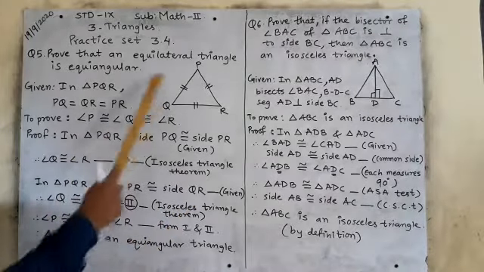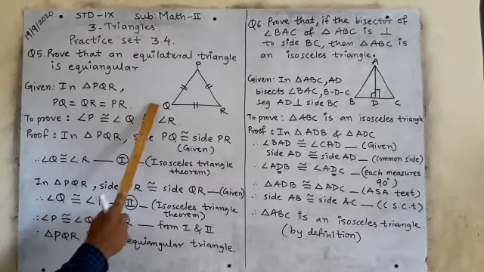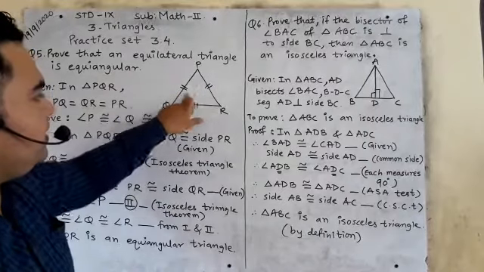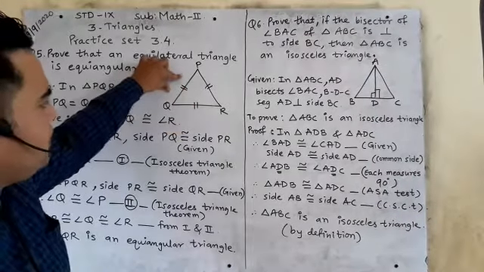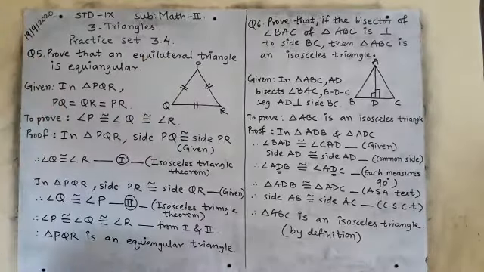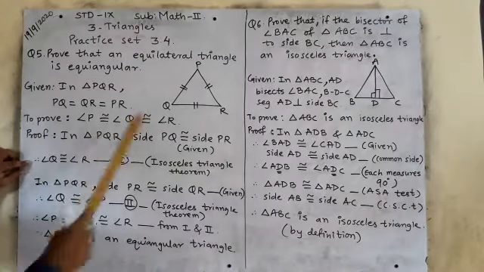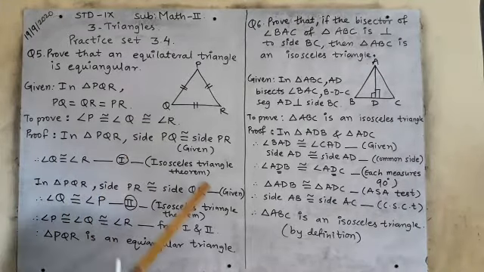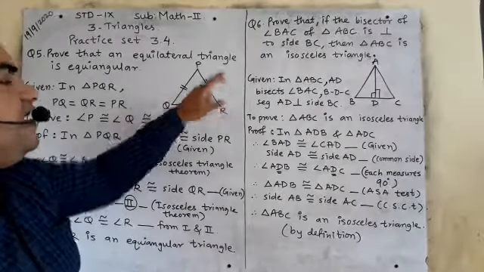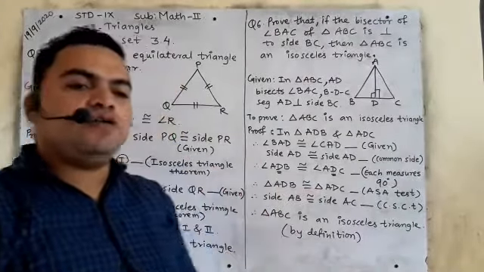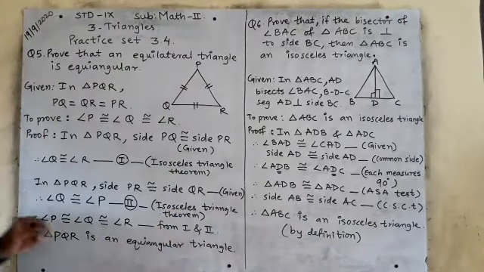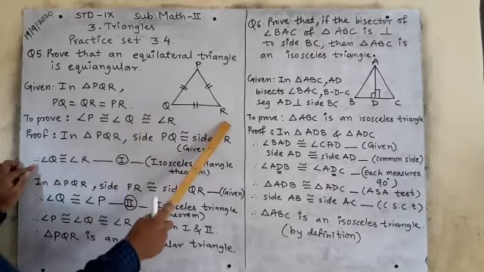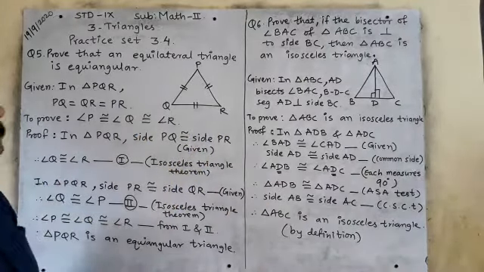See, in triangle PQR, side PQ is congruent to side PR. Can you see the identical marks, these symbols? This side PQ is congruent to side PR. Therefore angle Q is congruent to angle R. That is our first answer, because of the isosceles triangle theorem: if a triangle has two equal sides, its two angles are also congruent to each other. So side PQ congruent to side PR, therefore angle Q congruent to angle R.